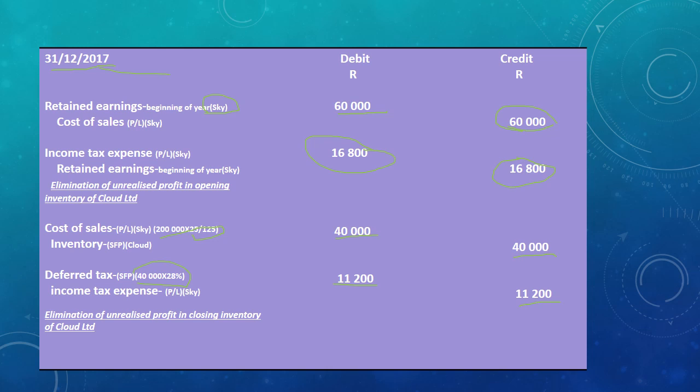So this is known as an elimination of unrealized profit in the inventory of Cloud Ltd. It's unrealized profit in the inventory of Cloud Ltd, since Cloud Ltd is the one that bought the inventory, so it cannot be unrealized profit on the books of Sky Ltd, because Sky Ltd does not have this inventory on its books. The inventory is actually on the Cloud Ltd books, which is the company that bought the stock. So that's basically it on this one.